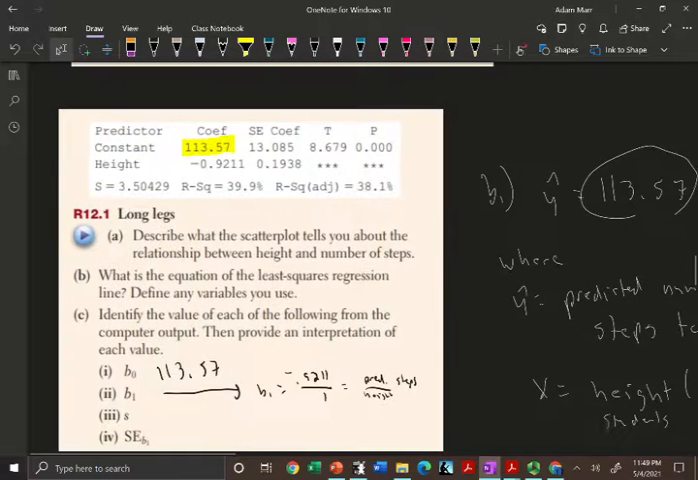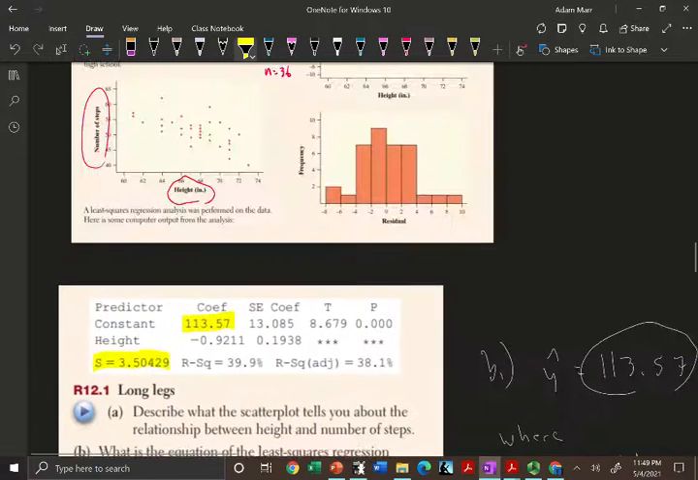All right, so next one, s. That is your standard deviation, remember. With standard deviation, we're talking about the number of steps. So that's the typical variation of the number of steps from the sample regression line to the population regression line.